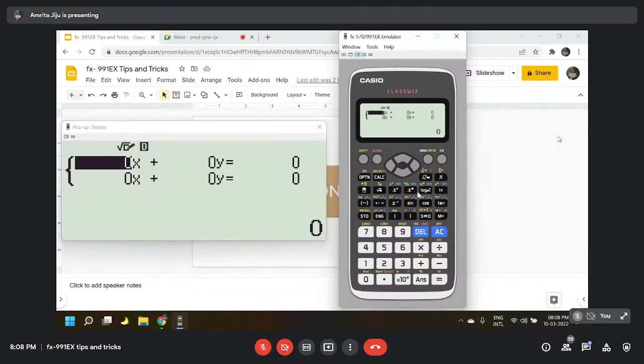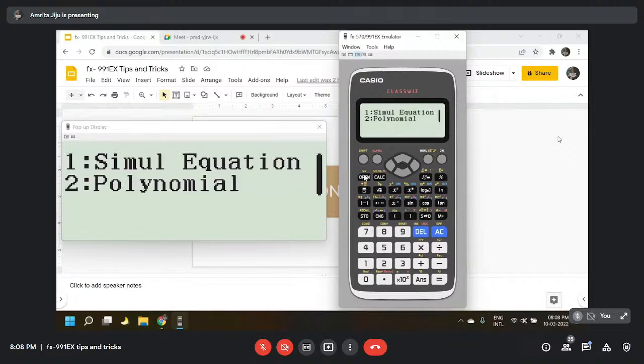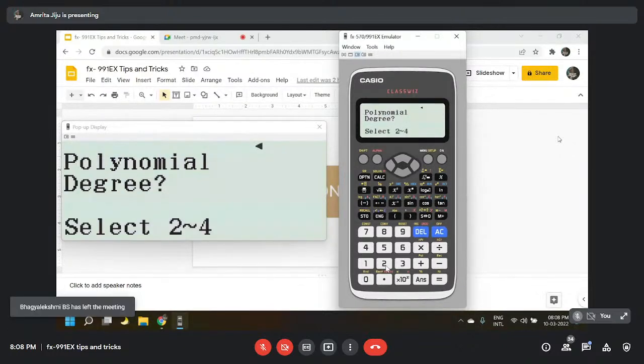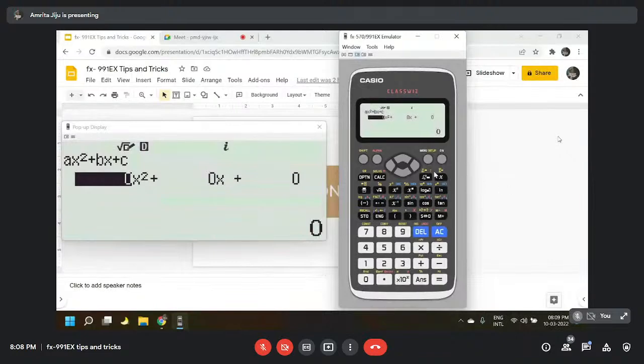And we have one more type of equation that we can actually solve. That's the polynomial mode. You have to hit the number 2. Now you are being asked the degree of the polynomial. So I'm actually first going with a quadratic equation, so I'm going to give the degree 2. You can find that you have ax square plus bx plus c.